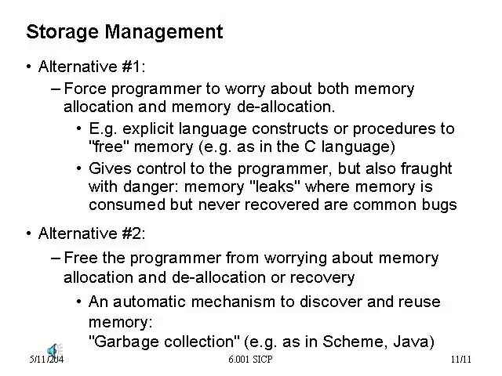An alternative, and in fact the one that is used by Scheme, is to free the programmer from having to worry about memory allocation and deallocation or recovery. It's basically to set up an automatic mechanism that finds and reuses memory. It's known as garbage collection, and it's used in things like Scheme and Java as a way of separating from the programmer the worries about memory allocation. What we're going to turn to now is seeing how we can make that happen inside of Scheme.